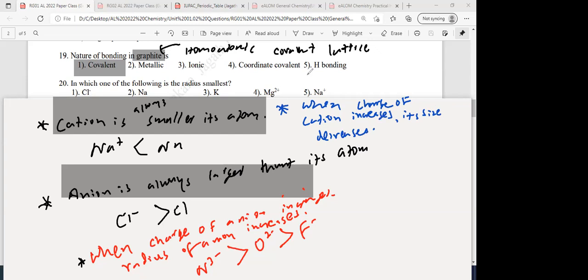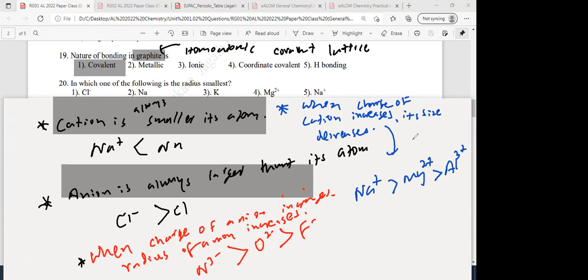Got it? I'll give one example. I'll take these three examples. Which is smaller? Na plus, Mg2 plus and Al3 plus. When the charge increases, size decreases. So therefore Al3 plus will be the smallest one. Na plus will be the largest. The greater the charge, the smaller the size.